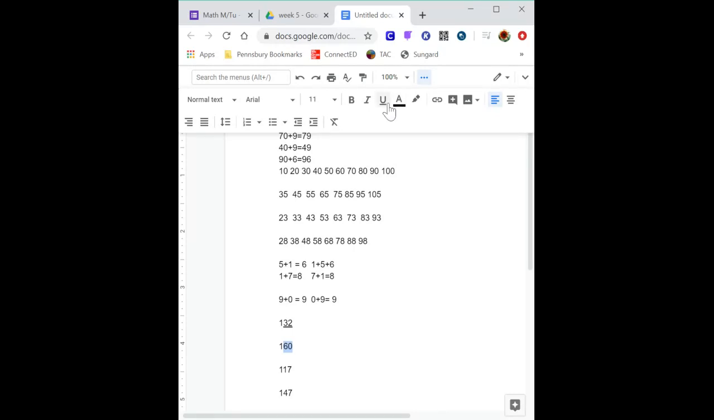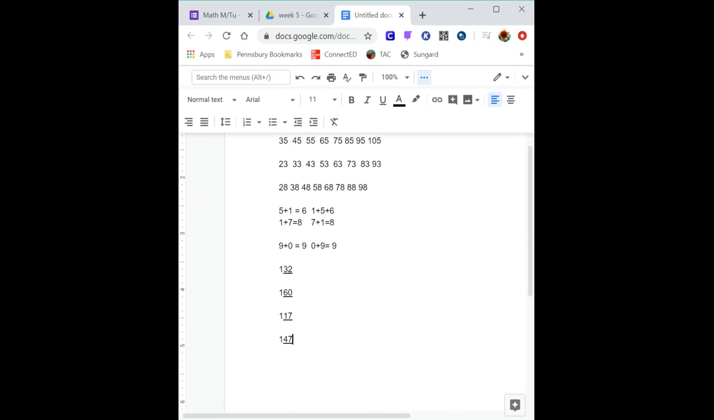Here's the next number, 160. Part of the number is underlined. 60 is underlined. What's the whole number? The whole number is 160. The whole number for the next one is 117, but 17 is underlined. The whole number is 117. Last one, 147. The underlined part is 47. The whole number is 147.